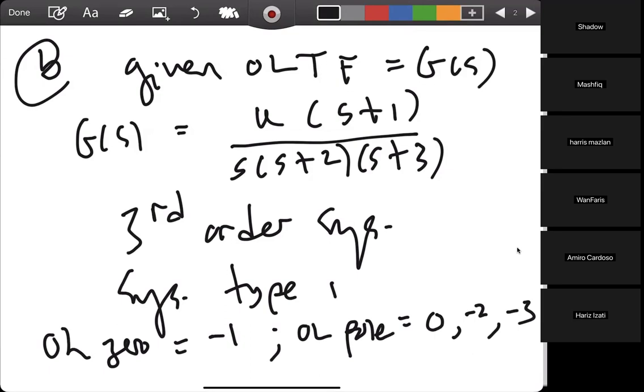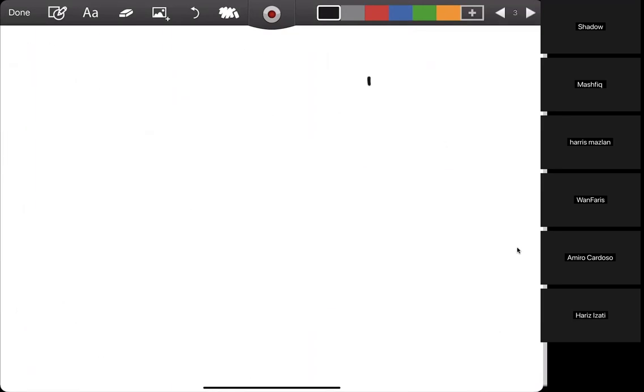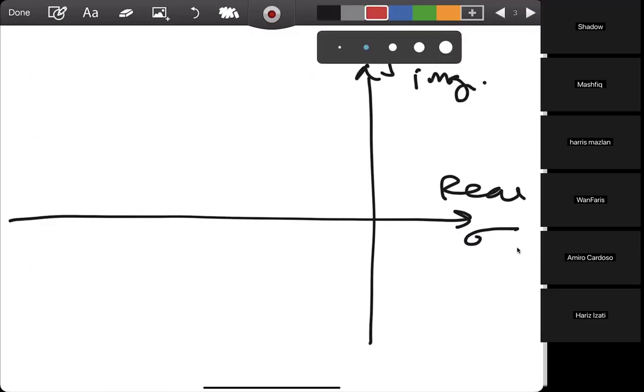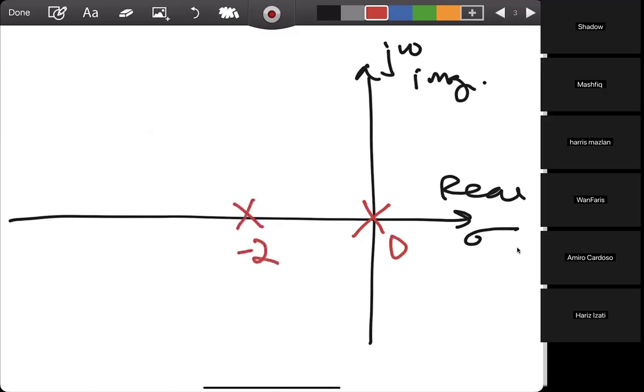Sketch meaning a freehand draw. Okay, real axis and imaginary axis, and the poles at here, which is 0, -2, -3, and the zero at -1. Okay, so far okay.